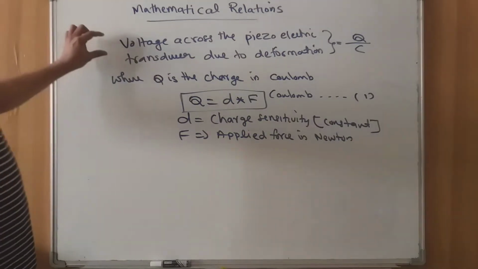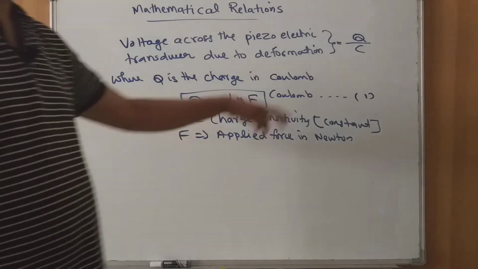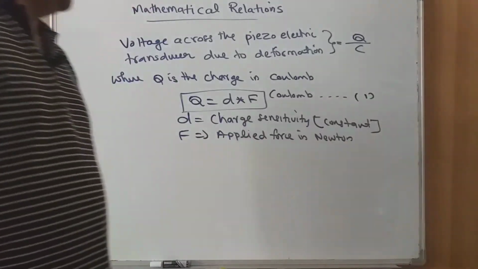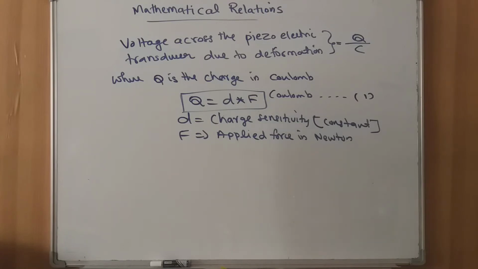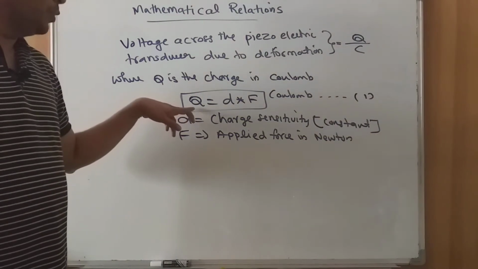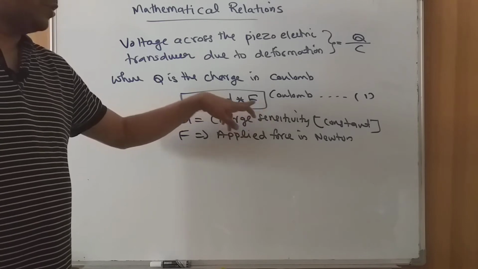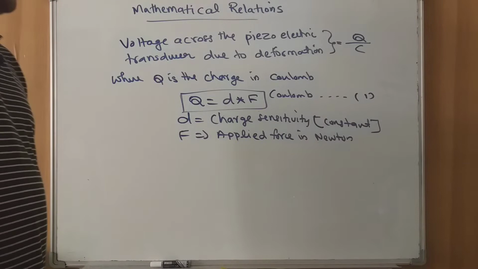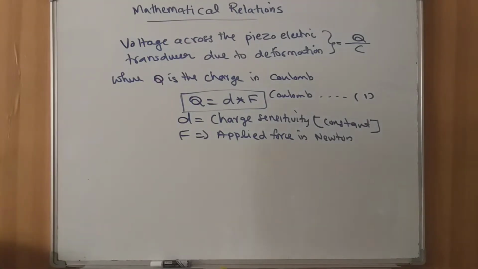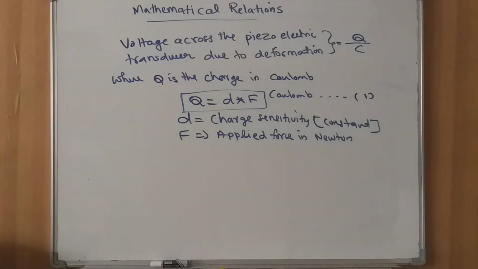So the voltage across the piezoelectric transducer due to the deformation is obtained by the relation Q upon C, where Q is the charge in coulombs and C is the capacitance. Now, Q is also obtained by the relation D times F. Here D stands for the charge sensitivity, which is normally a constant and a material specific term, and F is the force applied in newtons.